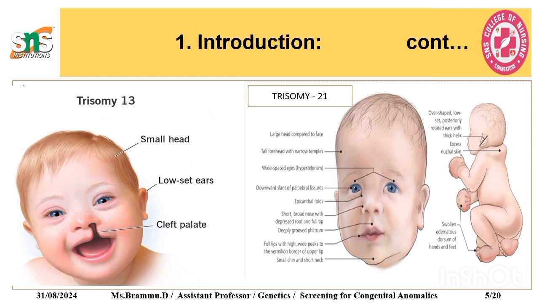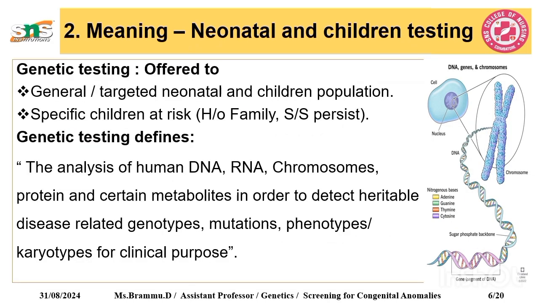So in this picture you can see that trisomy 13 is a disorder where the child's head is very small with the ears being low. That is, when you draw an imaginary line from the outer canthus of the eye, the targets of the ear are very low, and associated defects are also present in both the conditions. In trisomy 13, the baby will have cleft lip or cleft palate, and in trisomy 21, the baby can show some mental retardation as well.